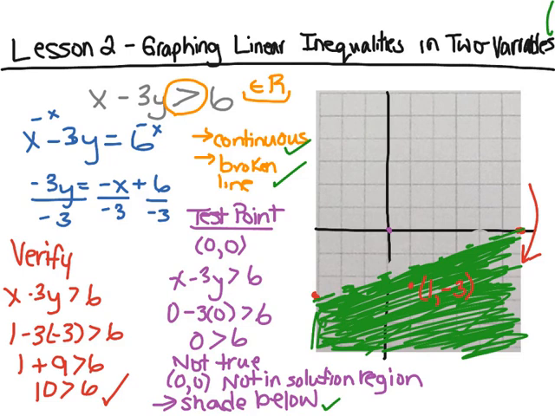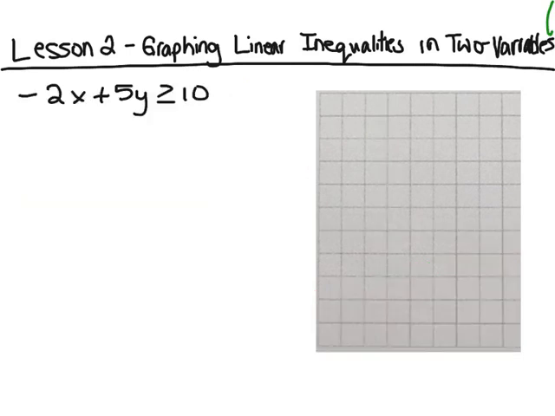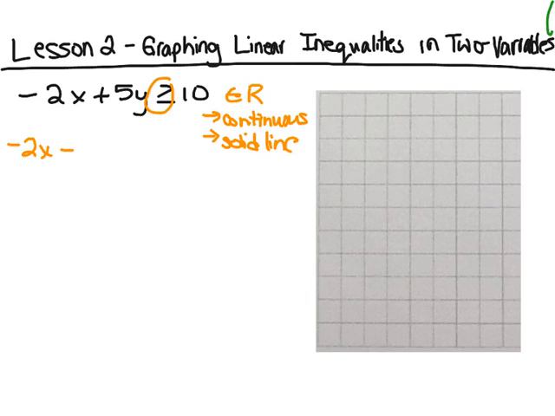For the next one, we have -2x plus 5y is greater than or equal to 10. Because it doesn't say it's an element of the real numbers, we know it's continuous. It has a greater than or equal sign, so we know it's a solid line. And now we need to figure out how to graph the line. So we have -2x plus 5y equals 10.